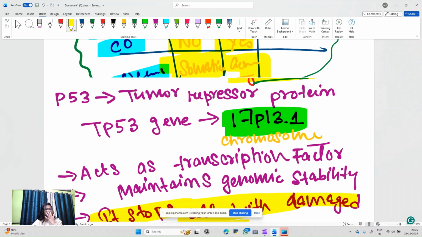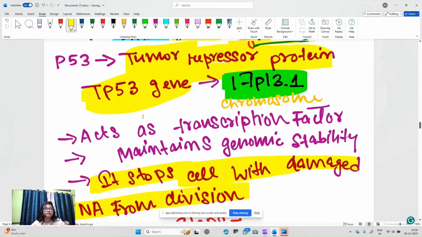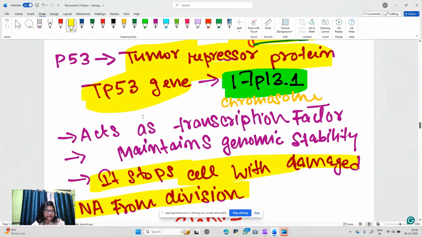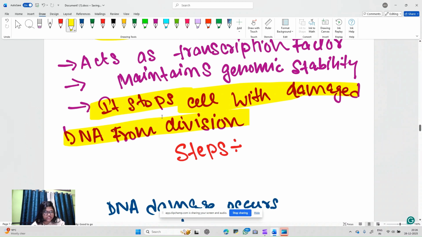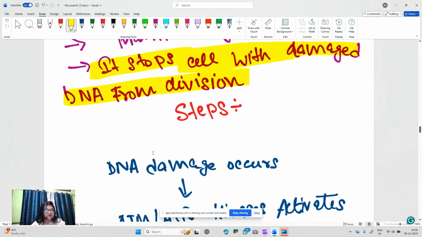Now, P53, we will study in detail, which is a tumor suppressor protein. Tumor suppressor protein, a very important topic for your competitive exams. The gene is basically the TP53 gene, located on chromosome 17p13.1. It acts as a transcription factor and maintains genomic stability. It stops cells with damaged DNA from dividing.